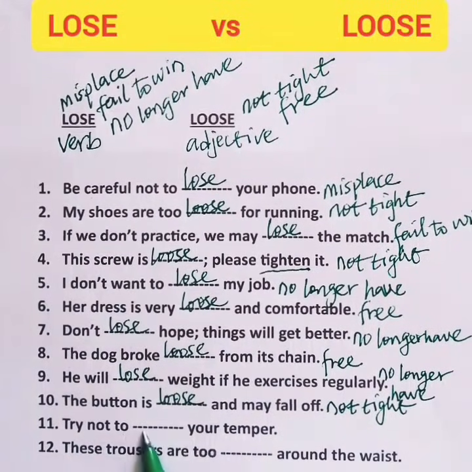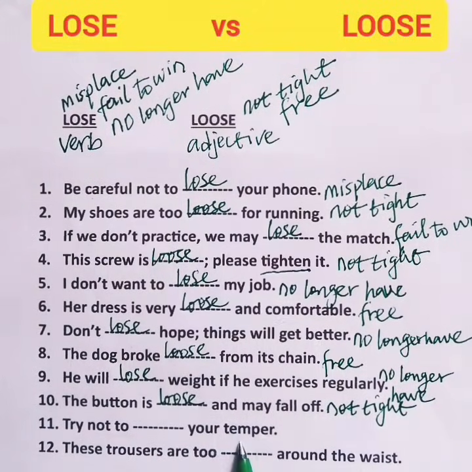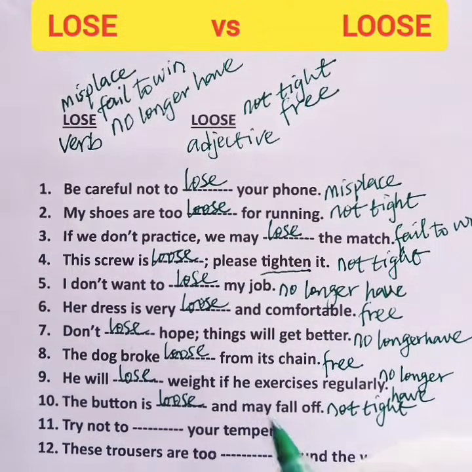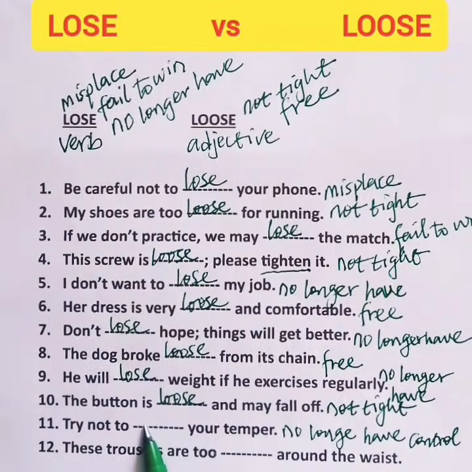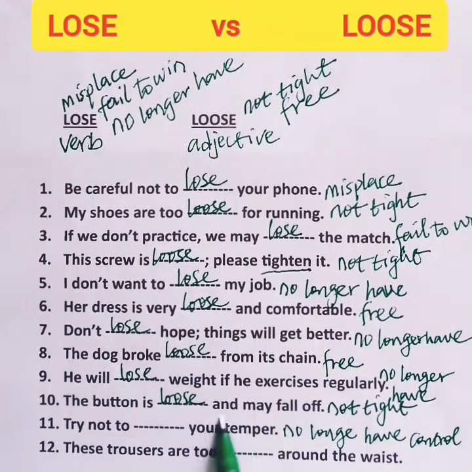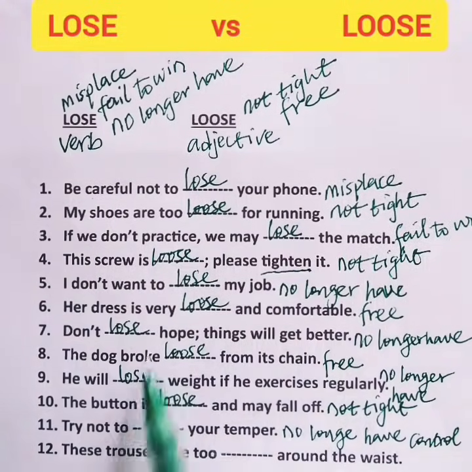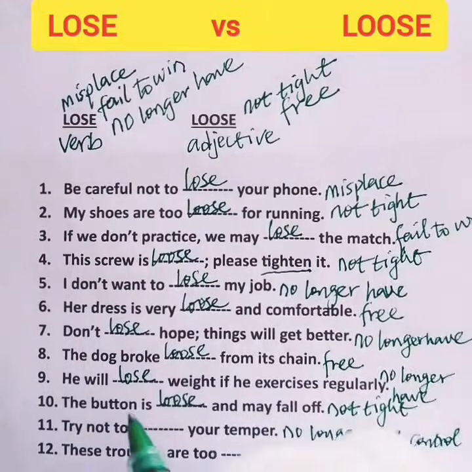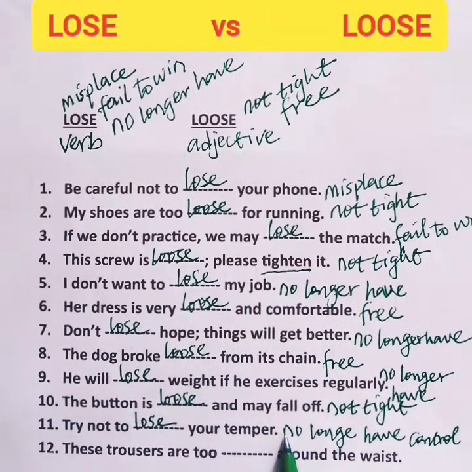11. Try not to blank your temper. Here, the person has a temper and is advised not to lose control of it, because if he loses his temper, he will no longer have control. So remember, whatever you insert here should be an action word, because the person is advised to take an action. So which of the two is an action word? This. Okay? Try not to lose your temper.